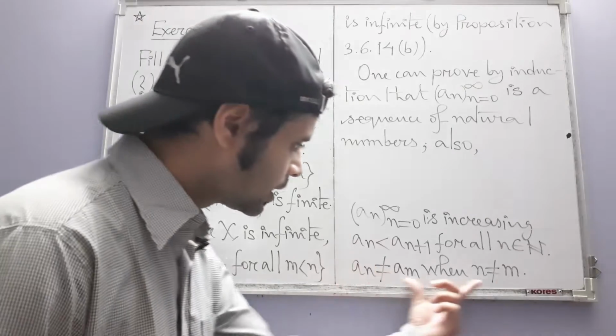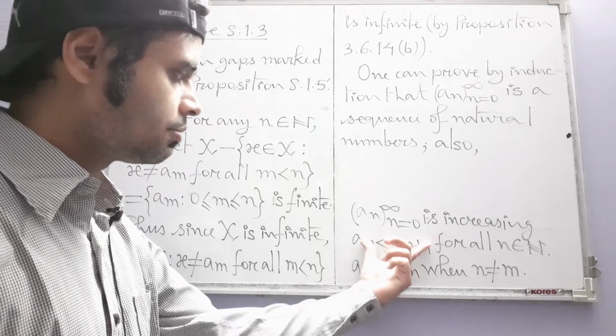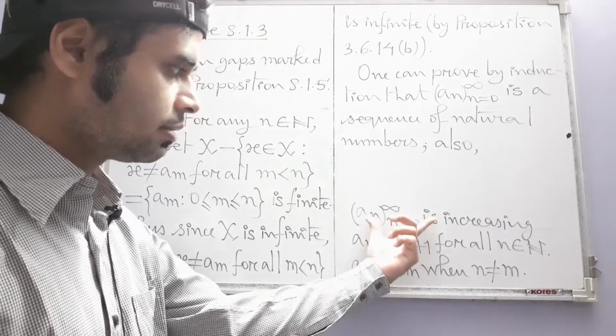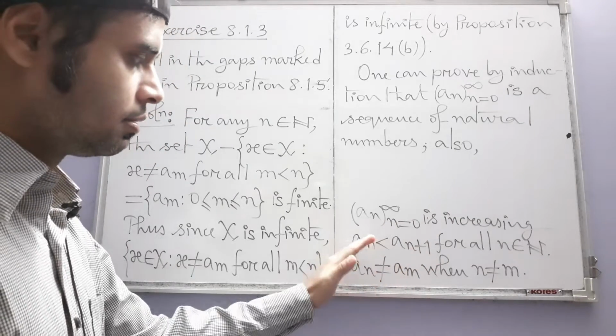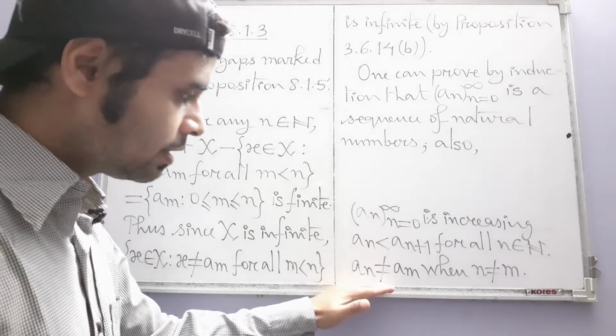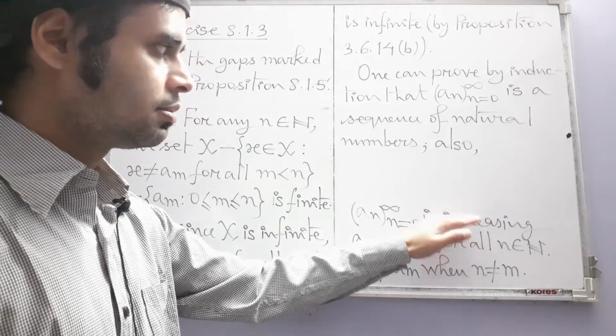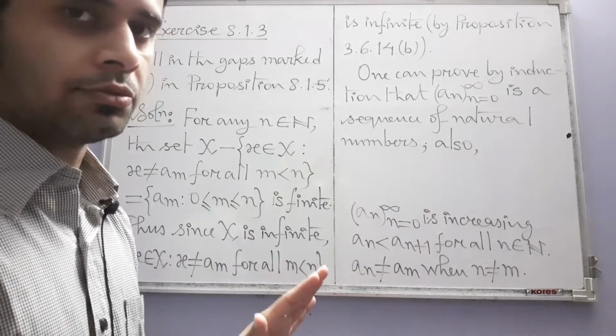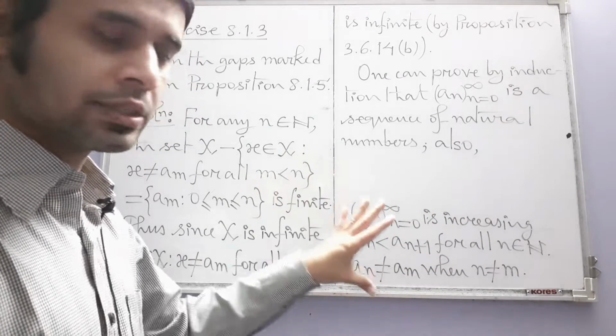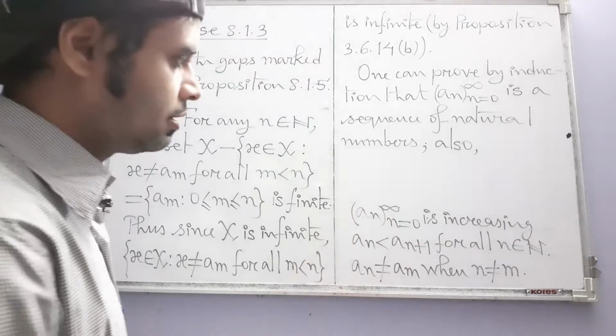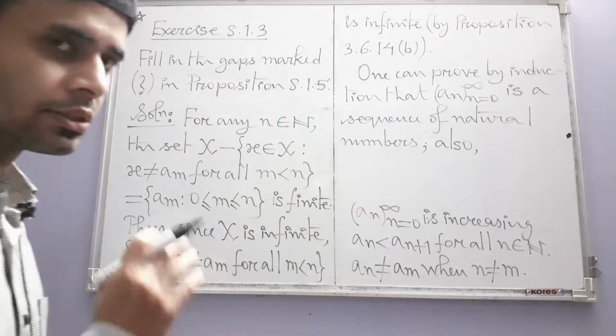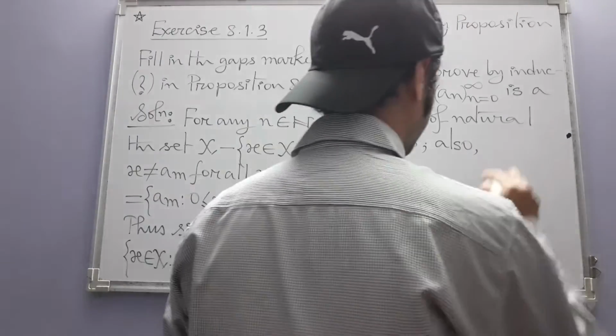Now this second claim is a consequence of this claim that an is increasing. How exactly this follows from this, that we already have. Not exactly that proof itself, but something similar. So let me first write what we are now going to do.